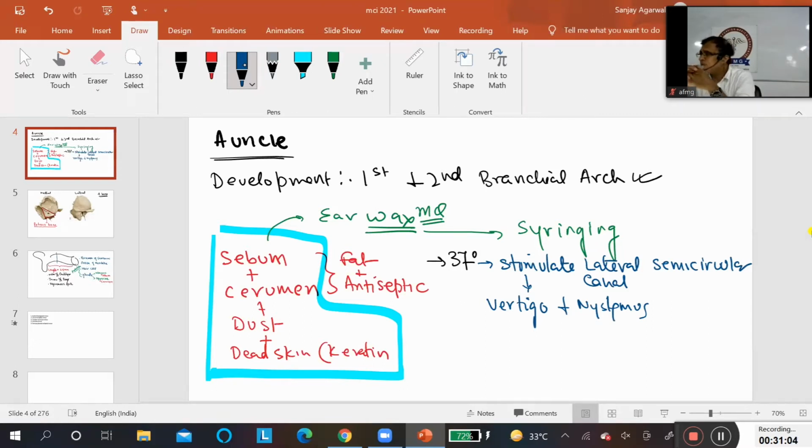And you can't afford to have this vertigo. That's why make sure that the temperature is 37 degrees. If you use a temperature of 37, there will be no stimulation of the lateral canal, no vertigo, no nystagmus. Safe. It's very safe.